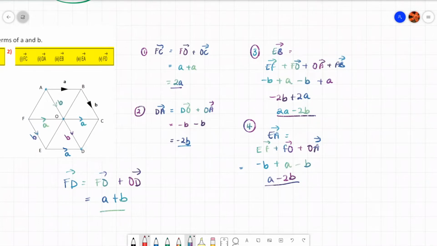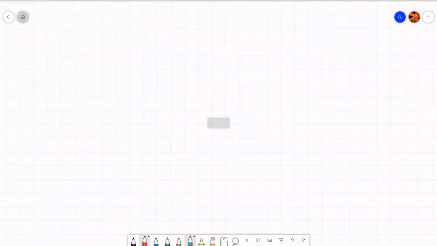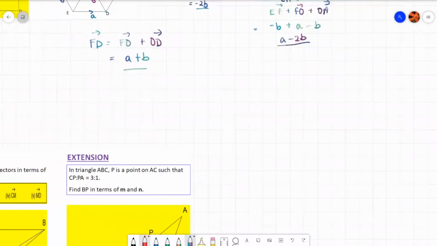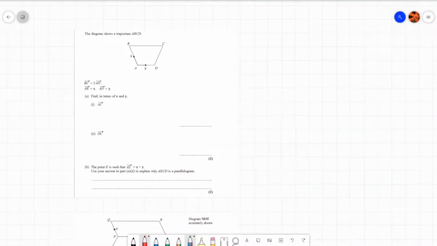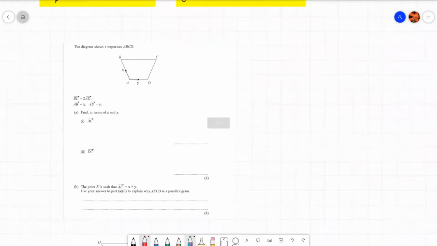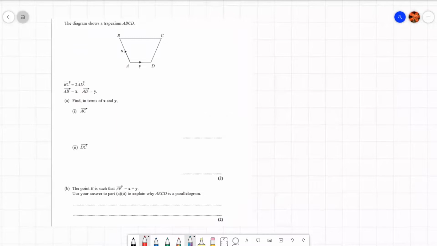Lovely. Okay, let's have a look at some GCSE style exam questions then. I've taken them from some papers, and you can have a look to see what type of questions there are and how many marks questions are worth. So the first one here.